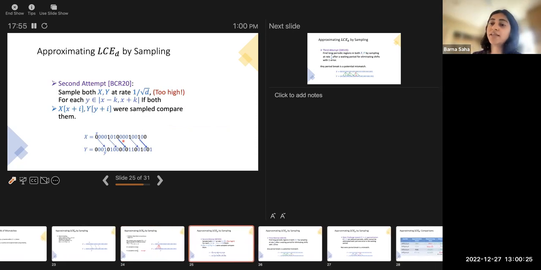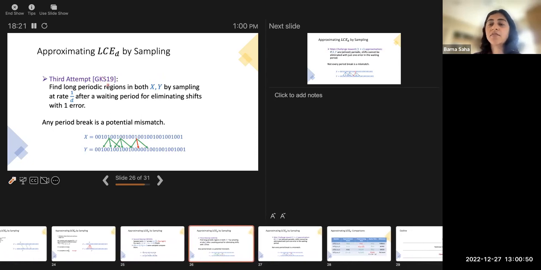Another way to get uniform sampling from X and Y could be that you sample X and Y at a rate of 1 over square root of D. In that case, X plus I and Y plus I are together sampled with probability 1 over D. So you can compute LCD queries, but again, the sampling rate is 1 over square root of D, which is way too high compared to what we are expecting, a sampling rate of 1 over D.